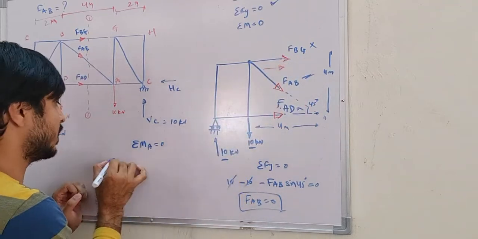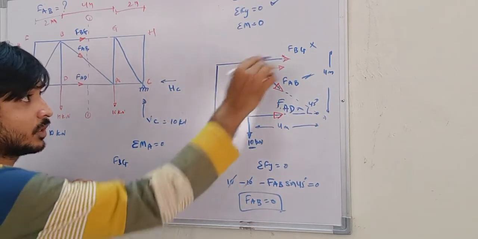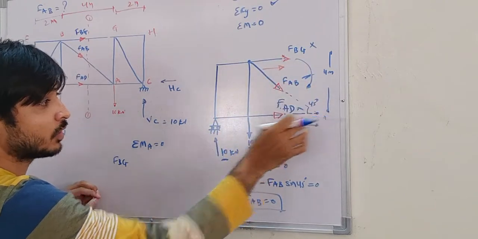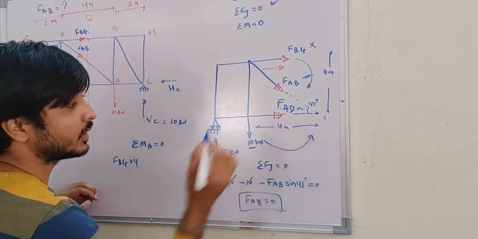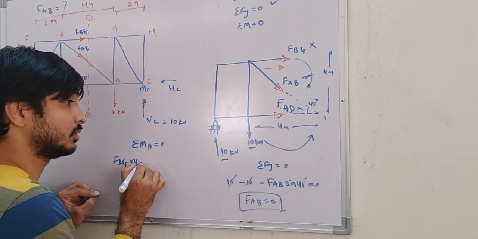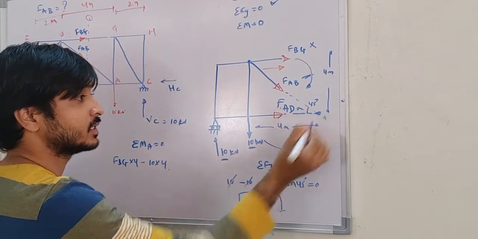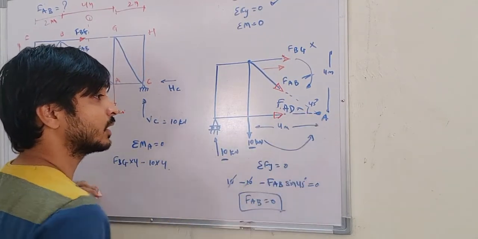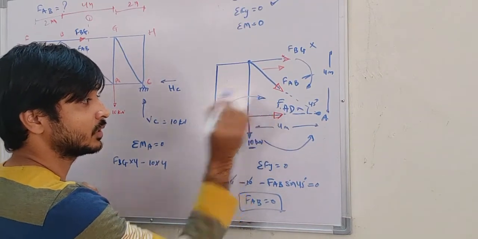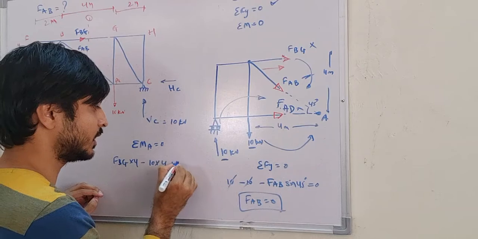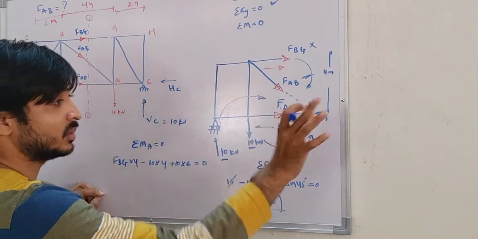So this is only FBG into this, which will create a clockwise moment about this point, into 4. And this will create an anti-clockwise moment, that is minus 10 into 4, about this point I am talking. This is point A about which we are calculating the moment, and there is one more 10 which will create a clockwise moment. Correct? So that is plus 10 into 6 equal to 0. Only 3 forces, these two are eliminated already.